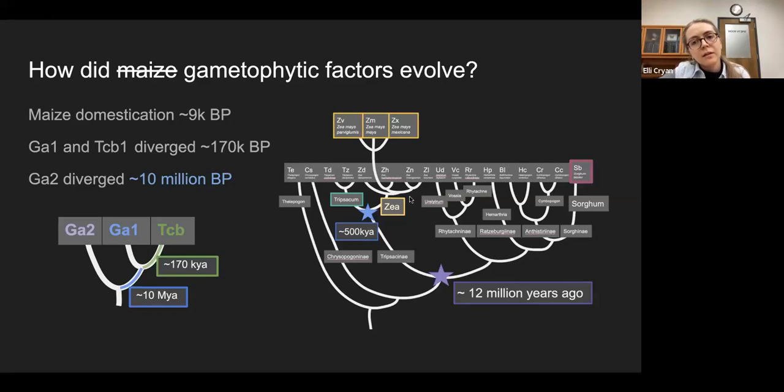And then if we zoom in on the Zea Tripsicum side, we see that Tripsicum and Zea, we think, diverged about 500,000 years ago, based on some previously published literature. So when we compare that to the 170,000 year ago estimate for TCB and GA1, we would expect to only see TCB and GA1 on this Zea genus side. And then when we think about this 10 million year time span for GA1 TCB diverging from GA2, we expect to only see GA1 and TCB here, but see GA2 in probably like all of this area.